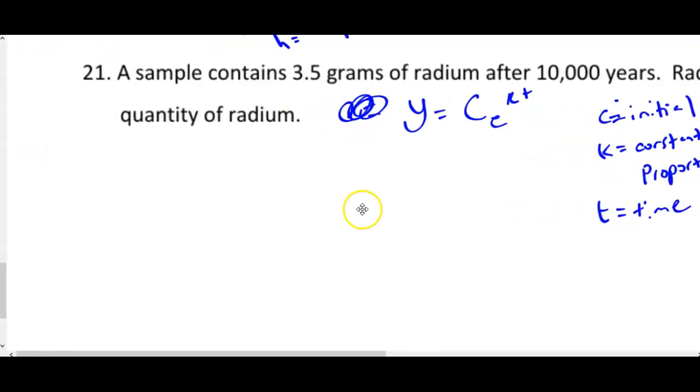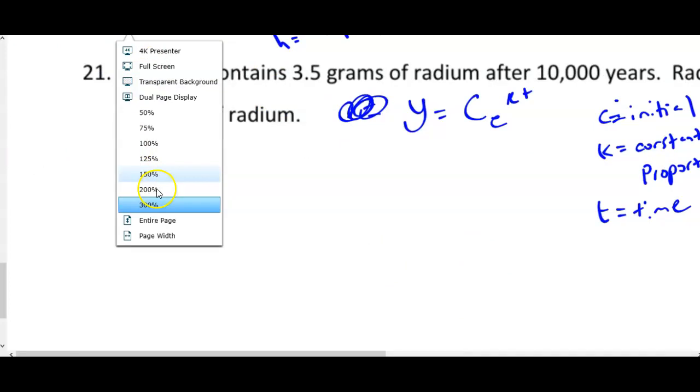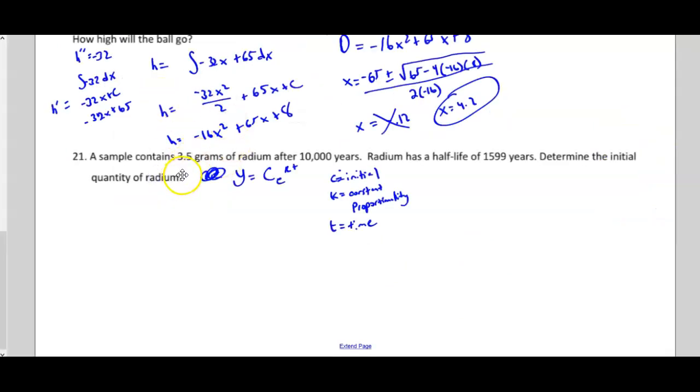So let's go ahead and solve it. Let's look at what we know again. We know that it contains 3.5 grams of radium after 10,000 years, and then it has a half-life of 1,599 years. Determine the initial quantity. So we know we're going to have 1/2 of C. Oops, I didn't mean to put 1 over C. I meant to put 1/2 C, and 1,599 years.